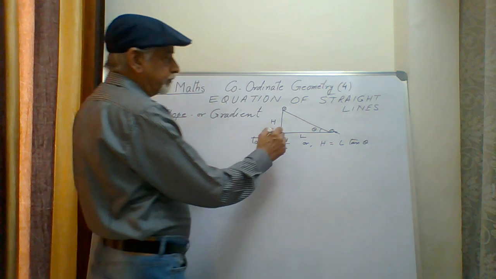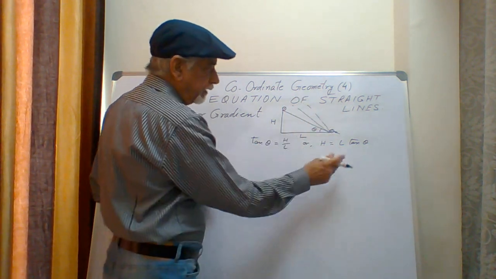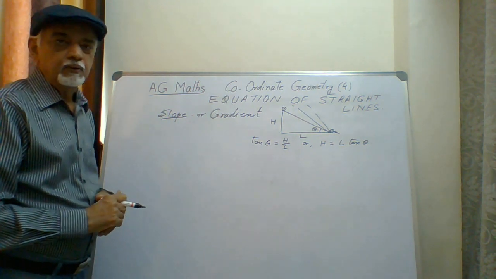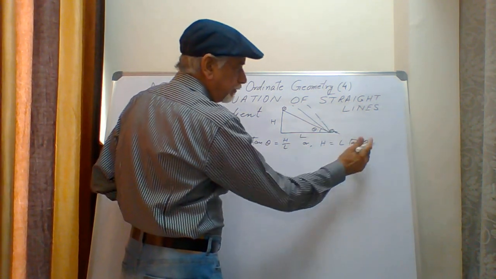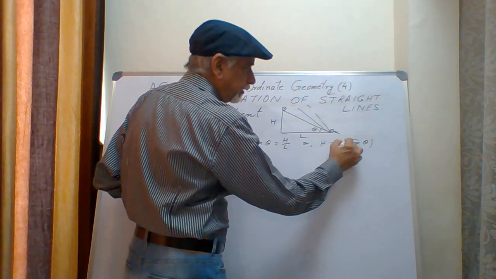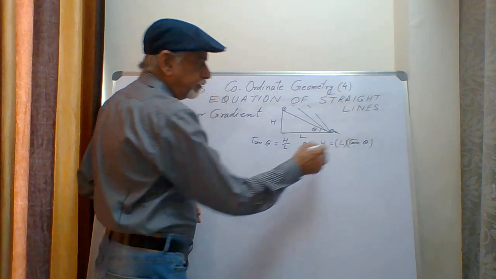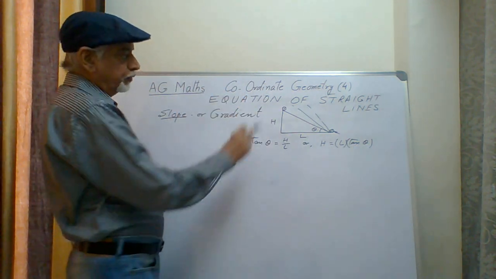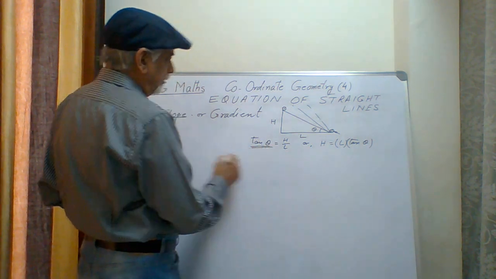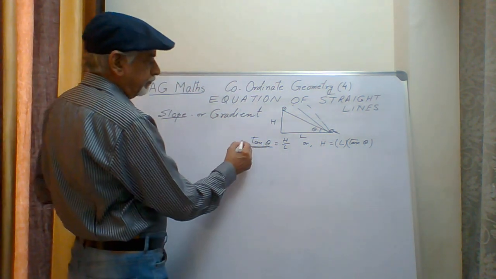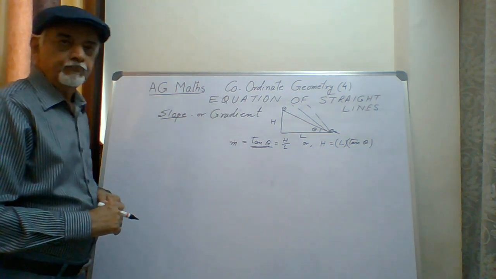If this angle becomes bigger and bigger, like this, then efforts will be much more. So, the longer the length, this part is bigger, then this part will be smaller because this is a multiplication. If you keep this L as small, this will become big to go to the same height. Right? So, tan theta is called the slope or gradient and it is represented by a letter called m.